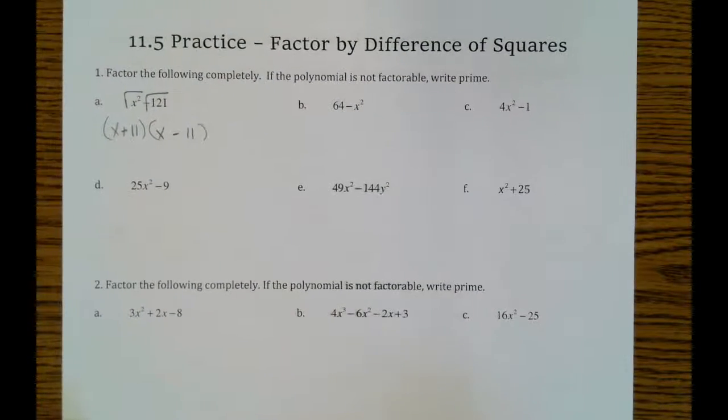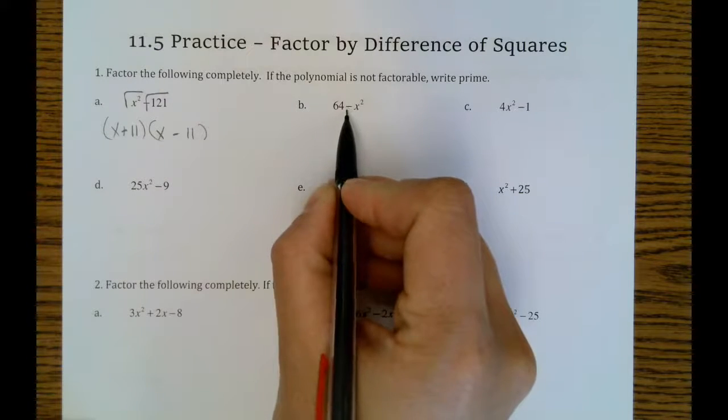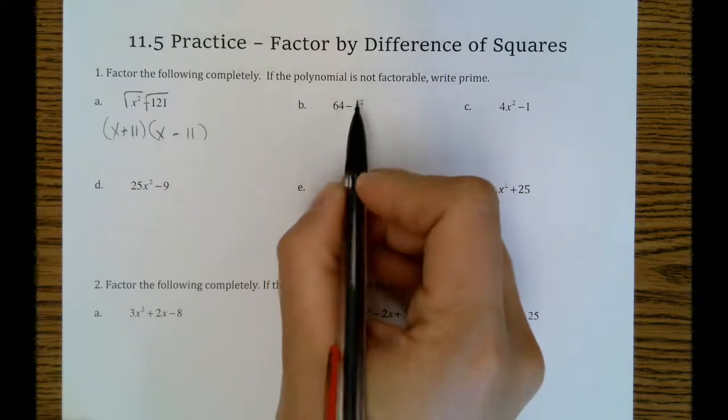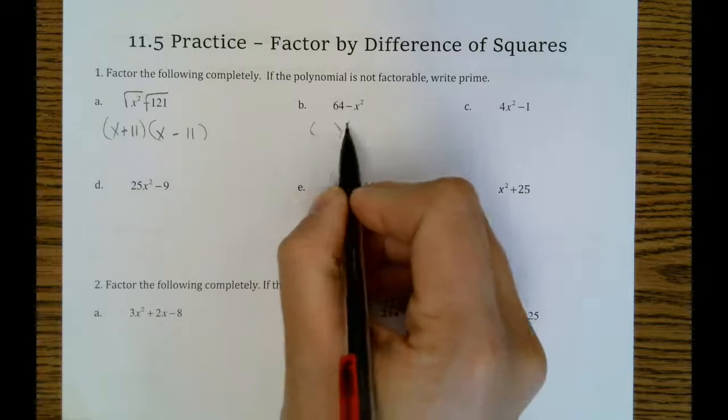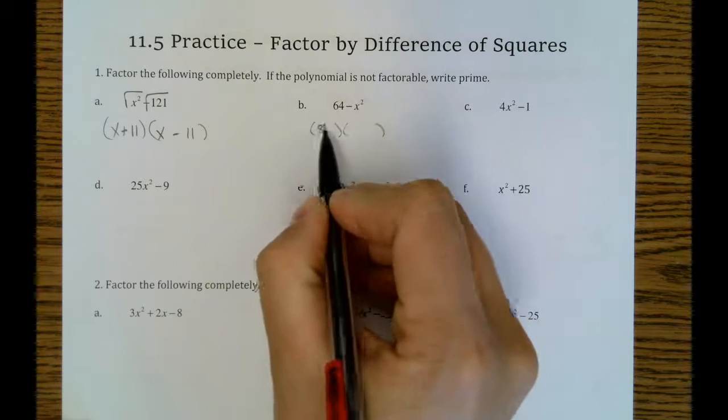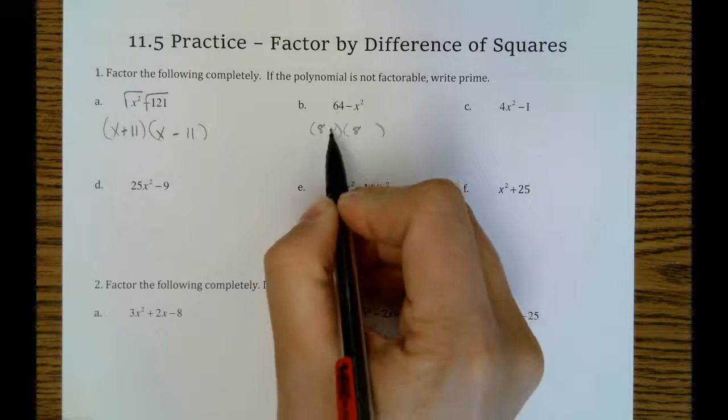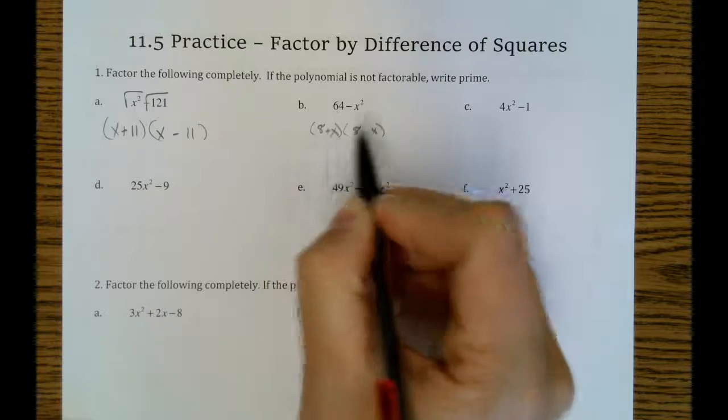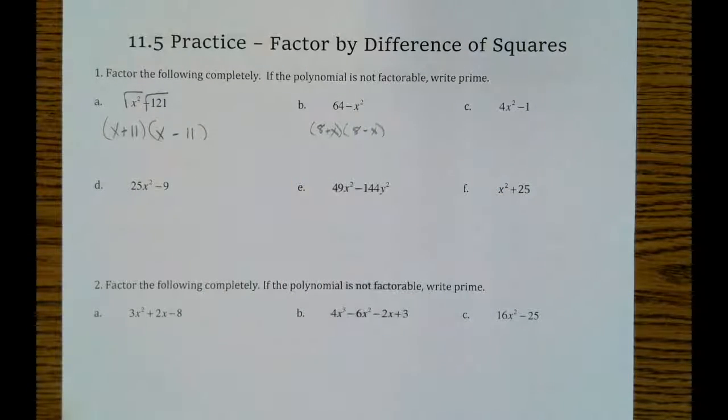Okay, letter B, same thing, two terms, subtraction. 64 is a perfect square. We can obviously take the square root of x squared. Square root of 64 is 8. Square root of x squared is x. One of them will have a positive and one will have a negative.